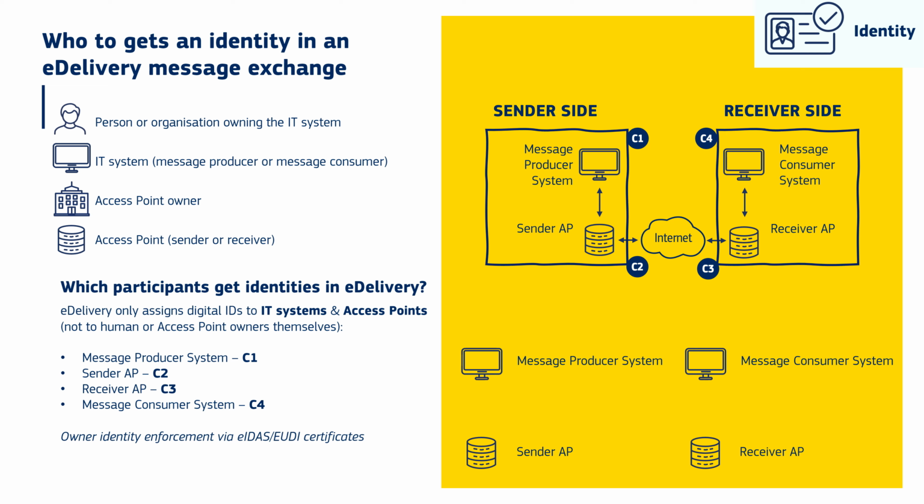In the real world, all these participants have an identity. In the eDelivery world, we only care about assigning identities to the participants that are IT systems. In an eDelivery network, the four IT systems we discussed, message producer and consumer, sender and receiver access points, will be each assigned a digital identity. eDelivery does not enforce the link between the owner identity and the system identity. Still, if required by the business rules, the identity of the system owners can be checked or enforced by using existing tools external to eDelivery, such as qualified digital certificates issued in accordance with the eIDAS regulation.